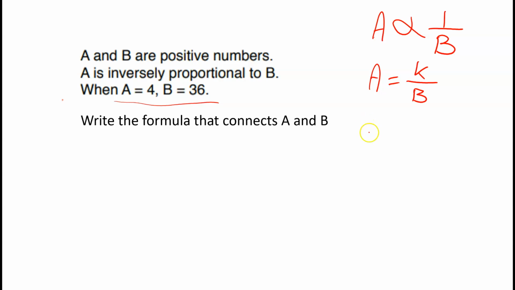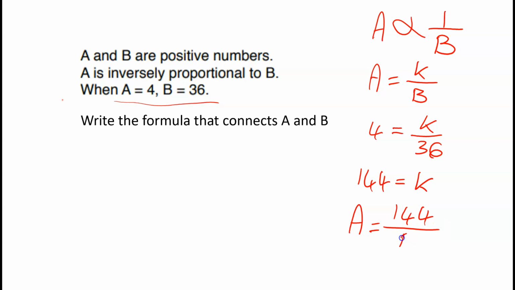So we've got 4 is equal to K over 36. So K is 4 lots of 36, 144. So our formula, A is equal to 144 divided by B. Okay, and now we can just work out our values of A and B if we had to. So if they gave us the value of A, we just have to do 144 divided by B, and vice versa. Okay, so fairly straightforward example.